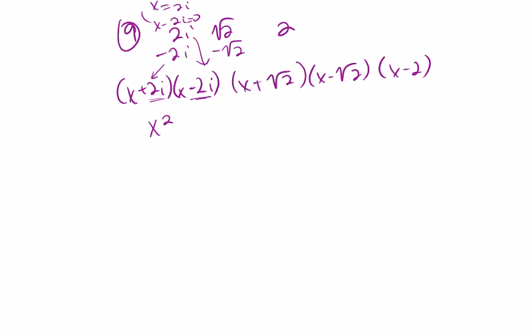So this would be x squared, and then 2i times -2i, which is -4i squared, but i squared is -1, so -4 times -1 is +4. Plus 4, x squared. Remember, the middle terms are going to cancel. Square root of 2 times the negative square root of 2 is negative 2.